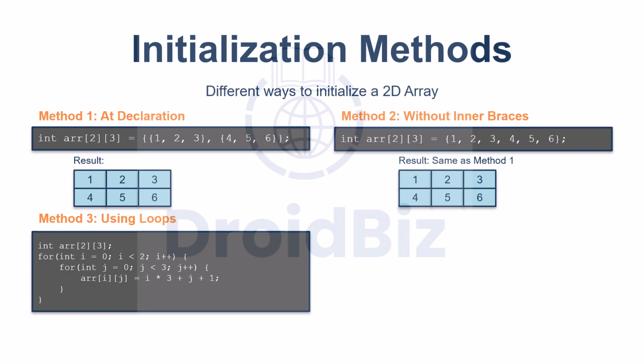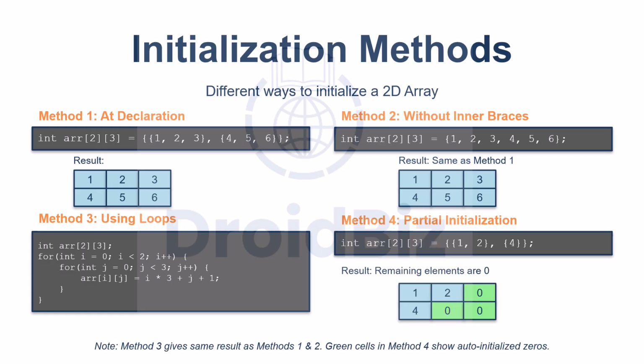This also creates the same array. Method 4 is partial initialization. We can provide fewer values than needed. For example, we give only 1 and 2 for the first row and only 4 for the second row. The remaining elements are automatically set to 0, shown in green. This is very useful when you want to initialize most elements to 0.